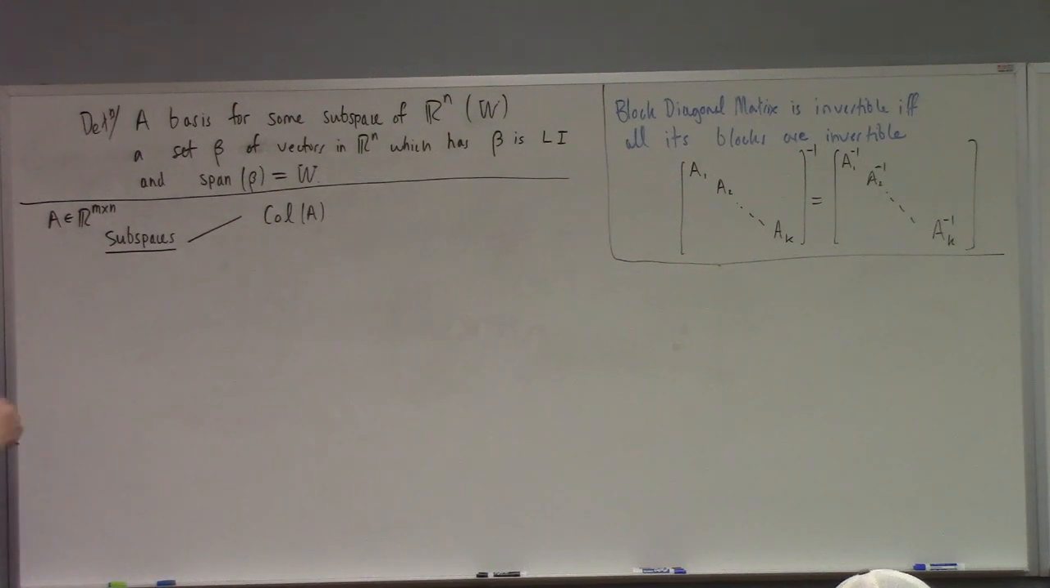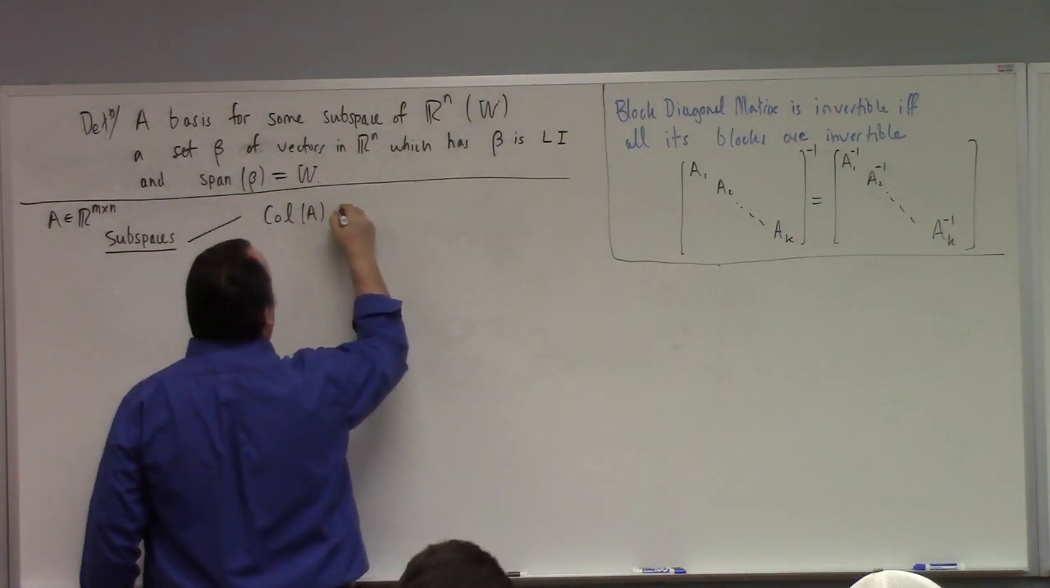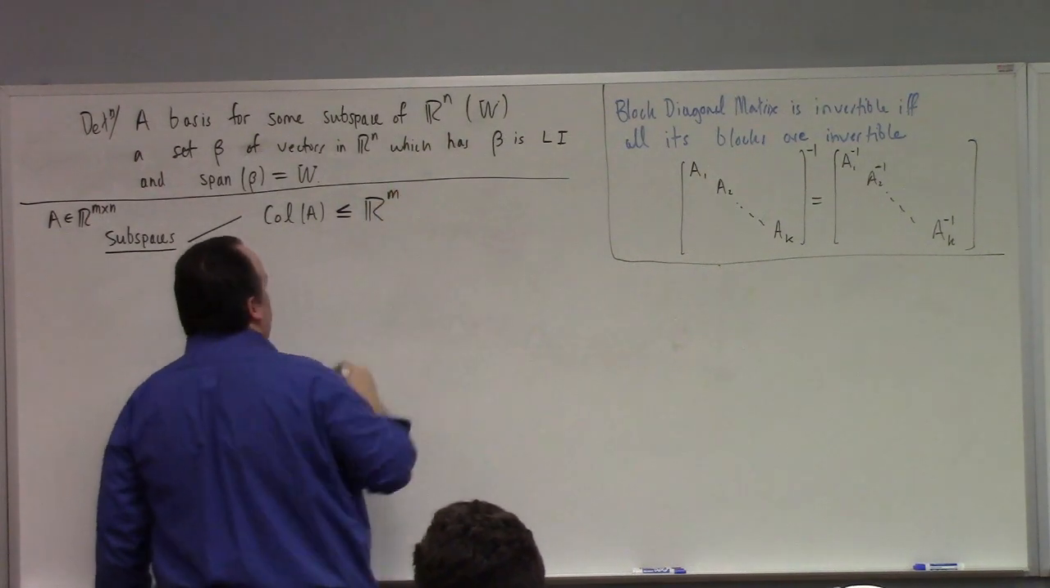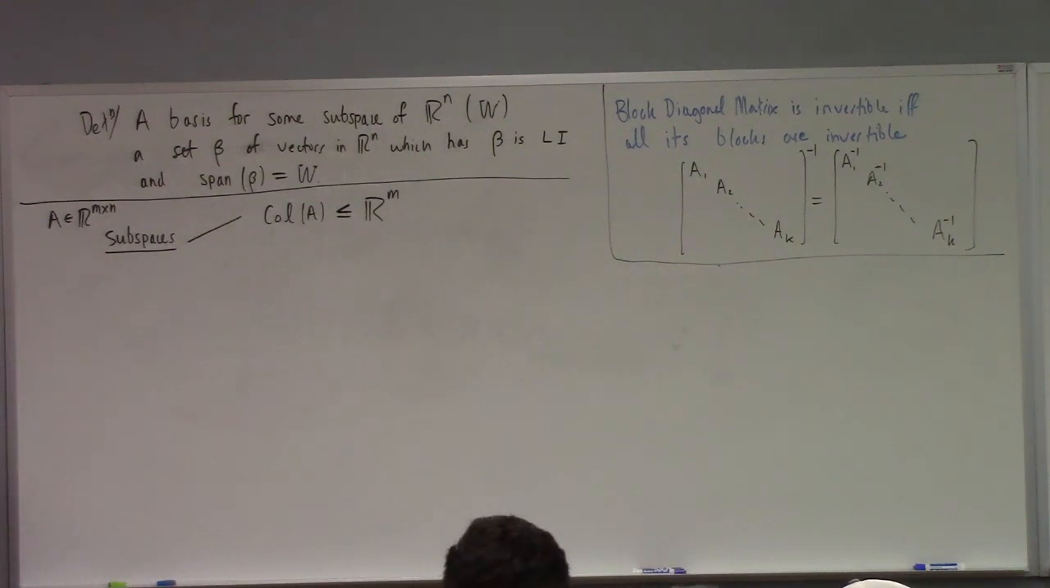N? What'd you say? M, as in mommy. Yes, I'm sorry, I'm an idiot. So this is a subspace actually of R^m. Right, so that less than or equal to is notation for subspace.